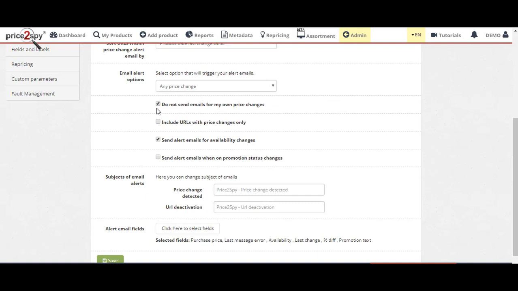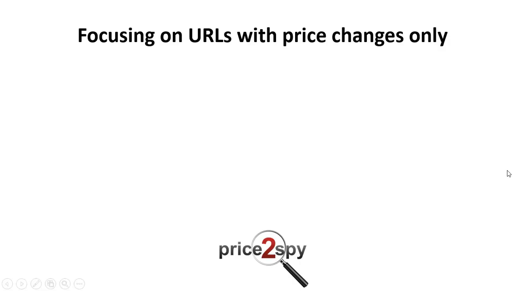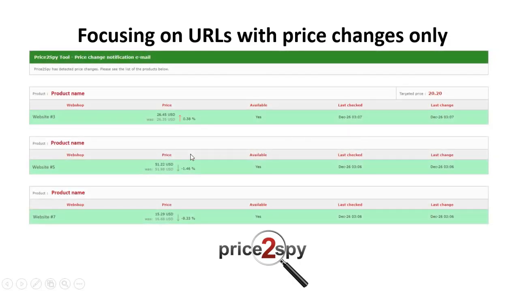If you don't wish to see any previous price changes nor any prices that haven't changed from the last price check, you can choose to include only URLs with price changes. Here is how such an email would look. You can see that for this particular product, only one price change has been detected, so only one URL is displayed in the alert email.